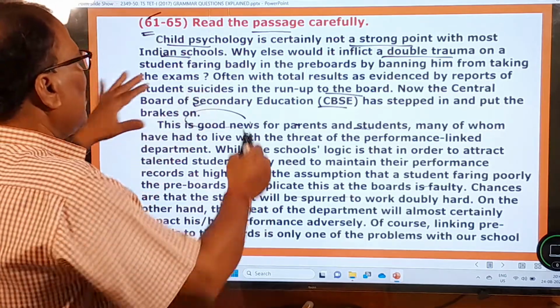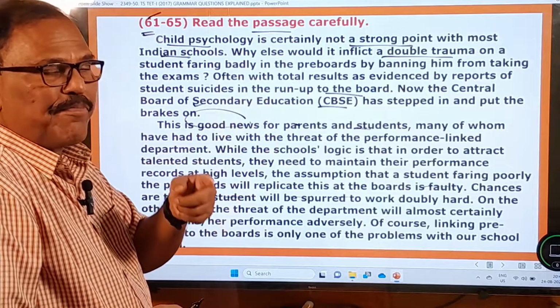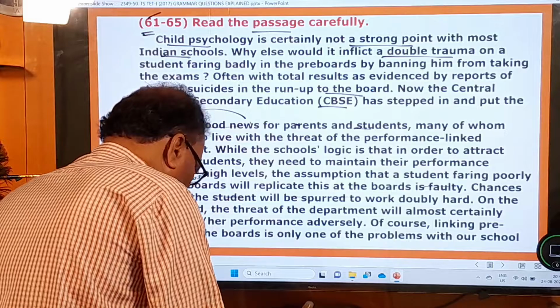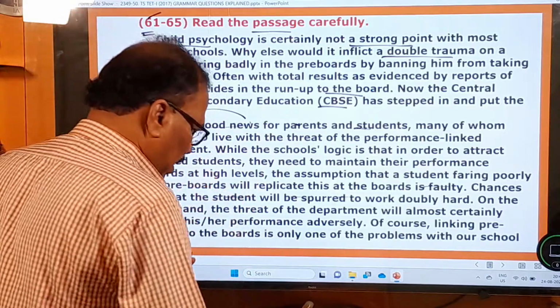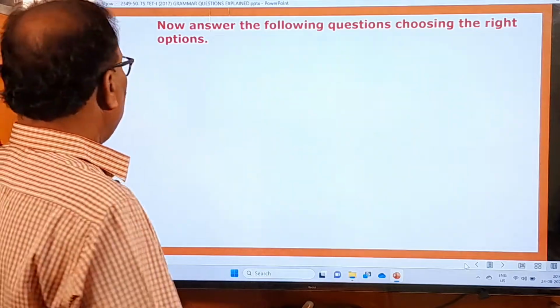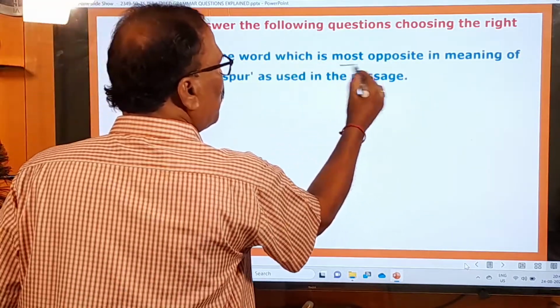Okay, whatever it is, this is all about this passage. And now let's go to the questions. I cannot come back to this passage, therefore I make use of my iPhone. Okay, right. Answer the following questions choosing the right options. Now the 61st question is there. Choose the word which is most opposite.